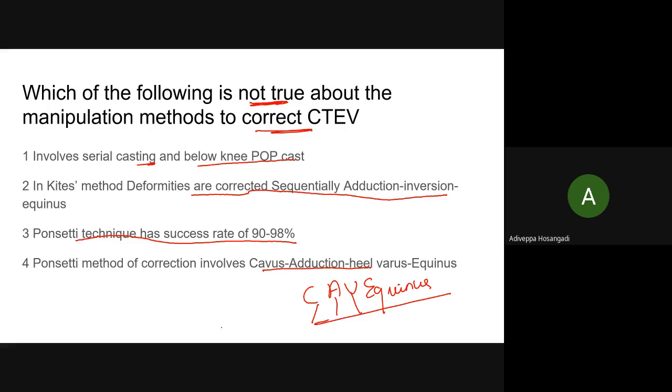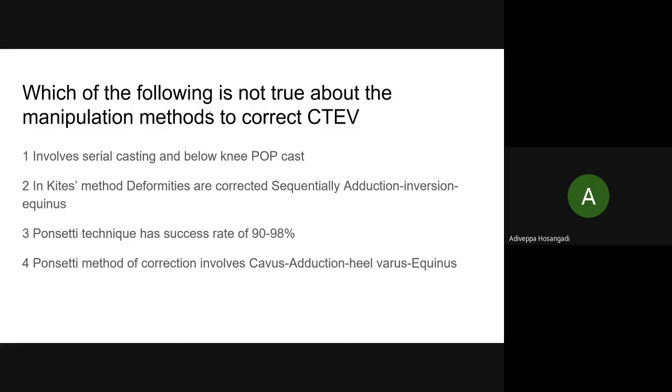Very easy to remember. CTV: CAVE. Cavus, adduction, heel varus, and equinus. This is the order of correction. So the answer is so simple, it is given.